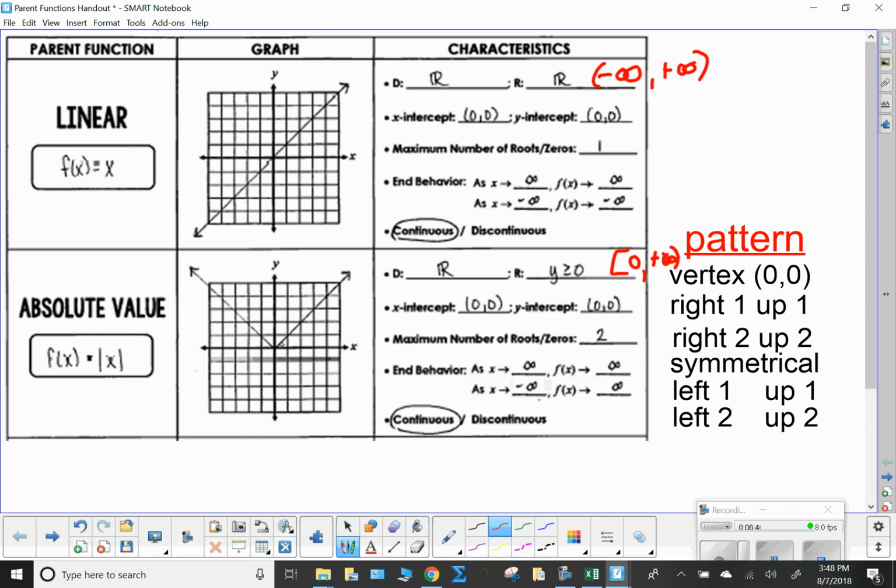End behavior, as x goes to positive infinity, y goes to positive infinity. As x goes to negative infinity, y is going to positive infinity again. This graph is continuous. Continuous means I can draw it with one stroke of my pen or pencil. I don't have to pick it up.